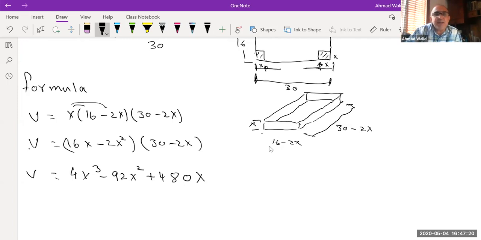Now find the v prime. What is v prime? Take the derivative of this side. It will be 12x squared minus 92 times 2, 184x plus 480. Am I right?